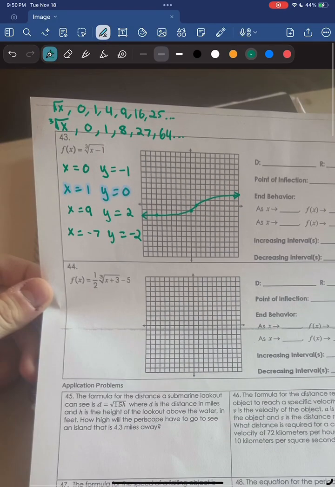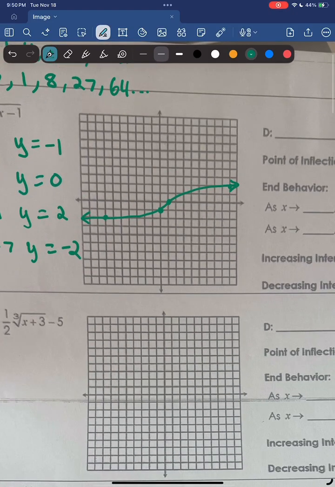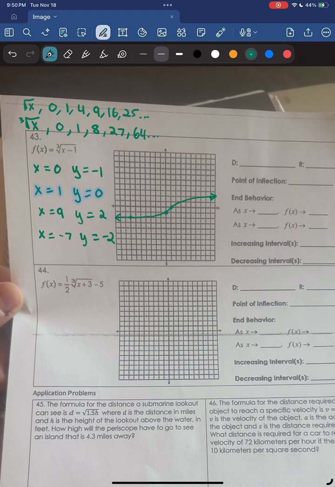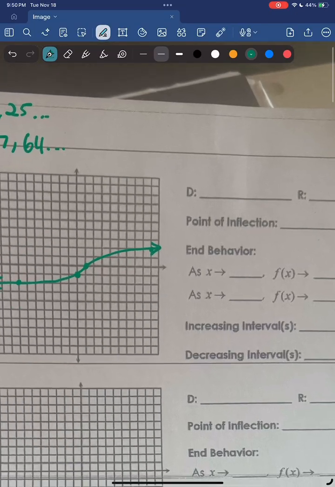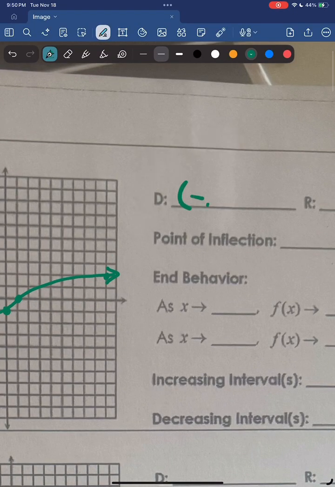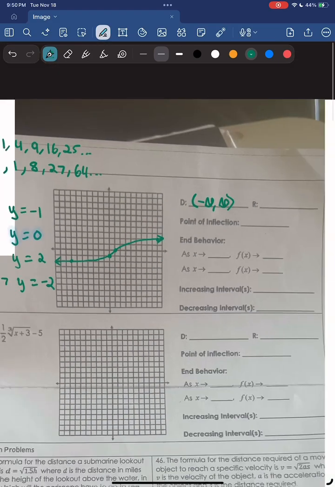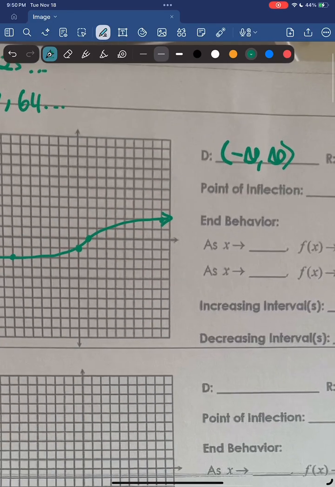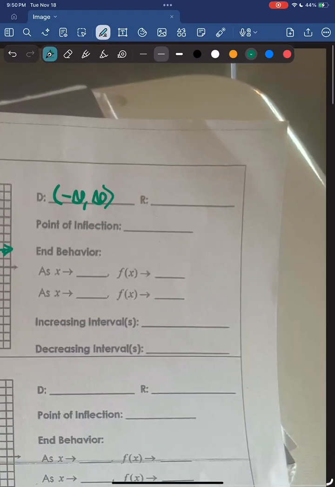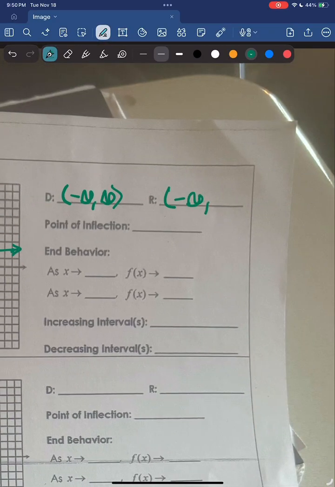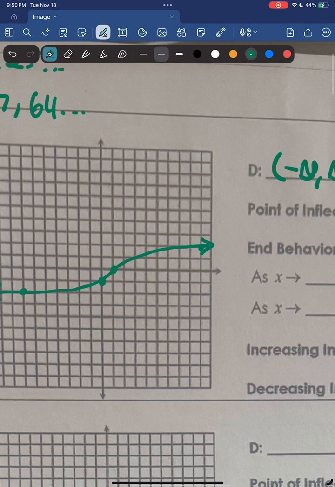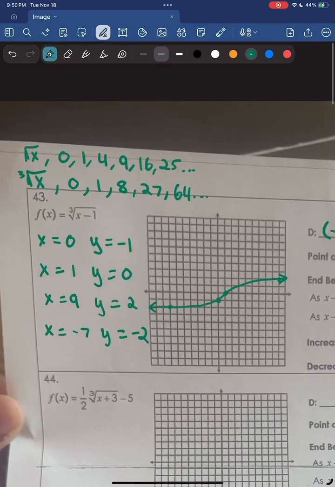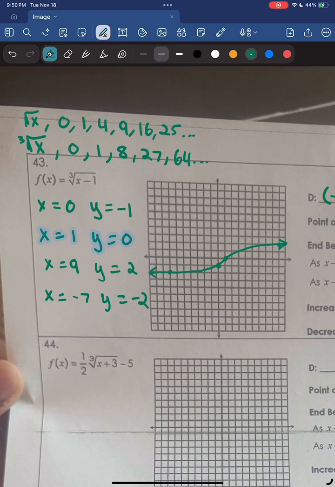Right? So for our domain, what x values can we go to? We can go from -infinity to +infinity, right? Our range is our y values, right? And there's nothing stopping this range. So this range can also go from -infinity to +infinity. The point of inflection would be the center of the curve. Wait, did I draw this wrong? No, I didn't. Okay.